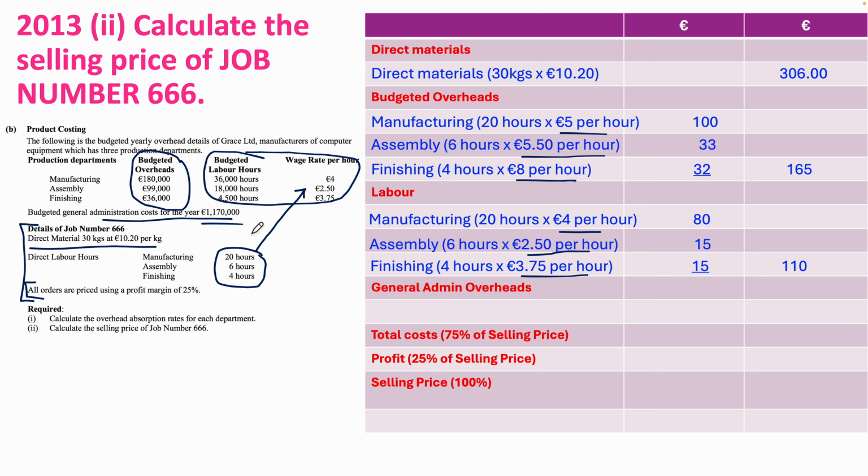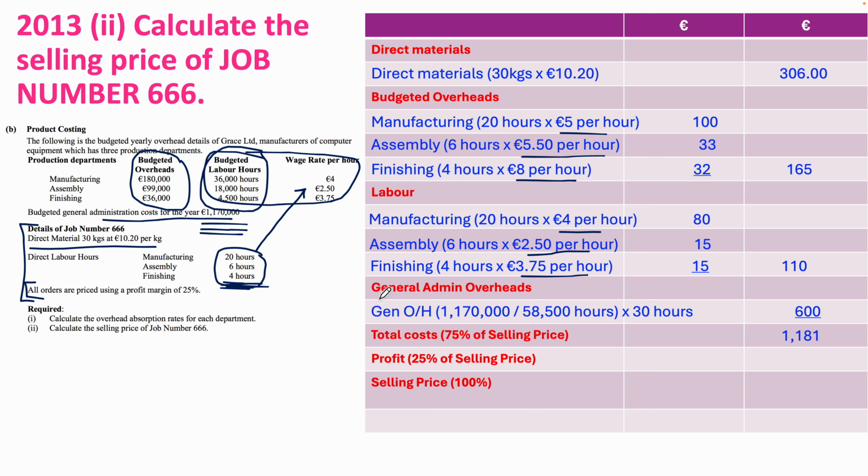So you can see here that the admin costs are 1.17 million for the year, okay? Now, how are we going to break that down? So what we'll do is, for the year, there is 36,000 hours, 18,000 hours, and 4,500 hours in total. So if we divide the 1.17 million by the total of them hours, which is 58,500 hours, and then multiply it by 30 hours, which is the amount of hours in job number 666, that's going to give us €600.